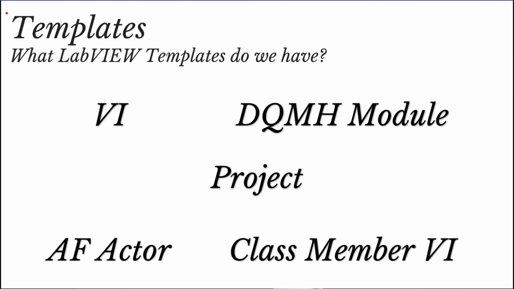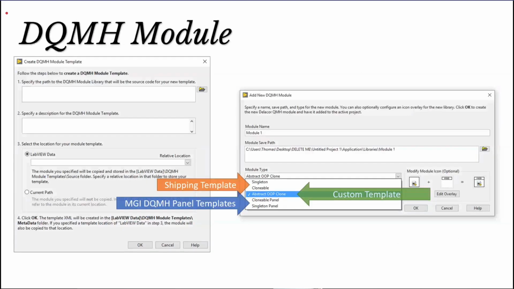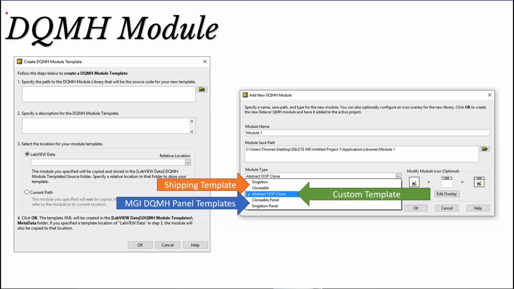Okay, so what other templates do we have? Let's have a look at a DQMH module template. So we've just had an excellent presentation by Jörg and Fabiola about DQMH 5. And so I'm assuming most of the people on this call have either used DQMH or know the general principle of DQMH, that it's an asynchronous framework where you can launch different modules and send messages between those modules.